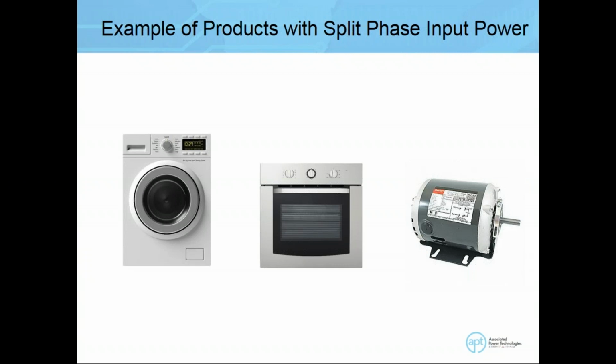There's also the split phase motor. These motors are more efficient because the voltage is much higher. They're able to perform much higher functions when you have split phase input power.